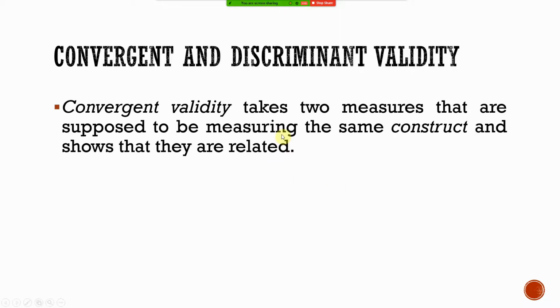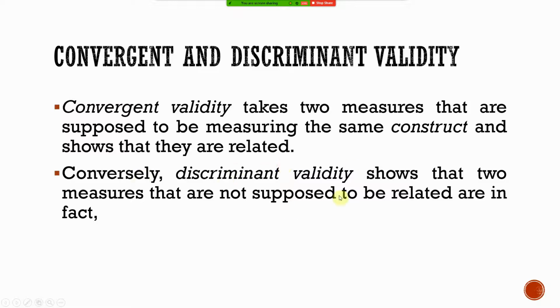So what is convergent validity? Convergent validity takes two measures that are supposed to be measuring the same construct and shows they are related. It takes into account two or more measures, whether or not particular items come together to represent the underlying construct. A simpler definition. Whereas discriminant validity shows that two measures that are not supposed to be related are in fact not related to each other.